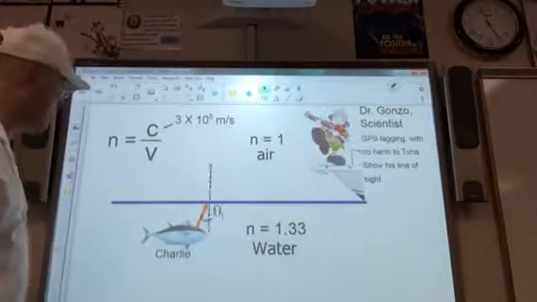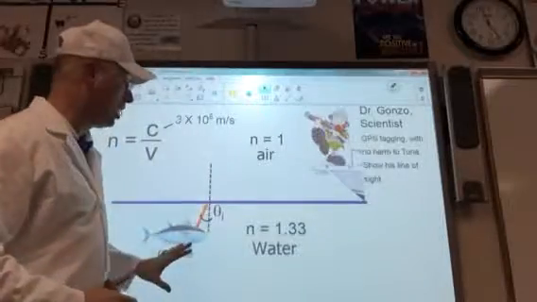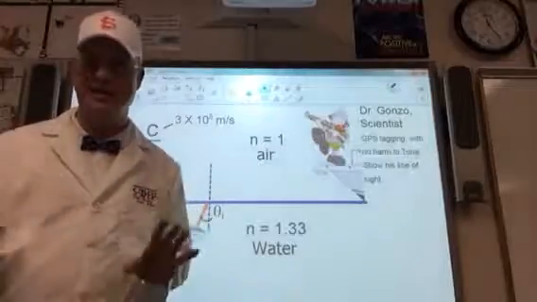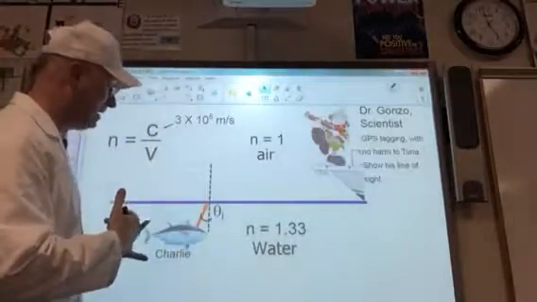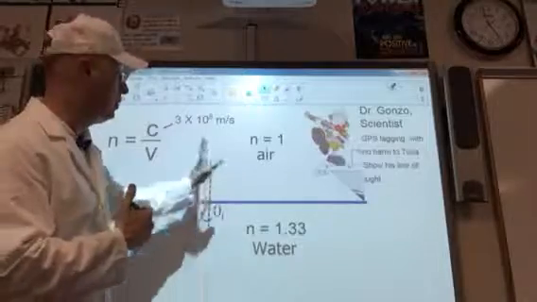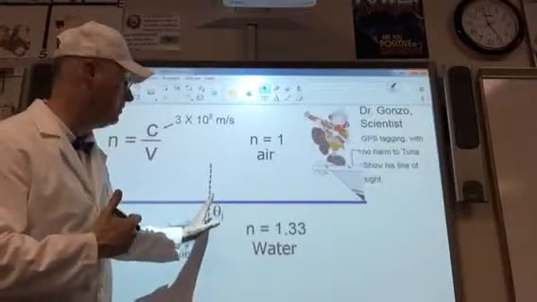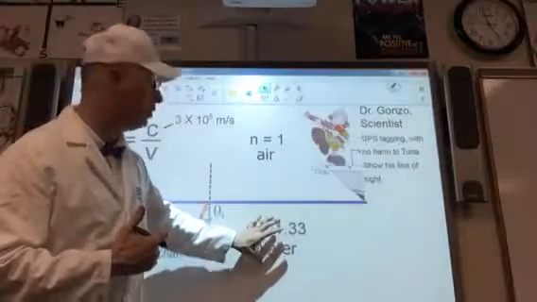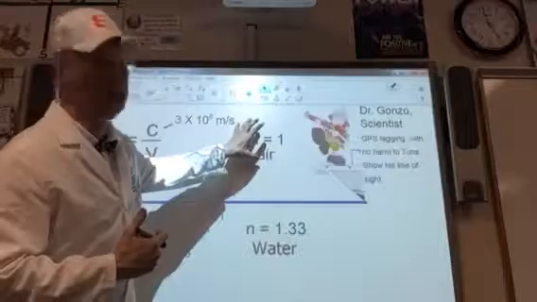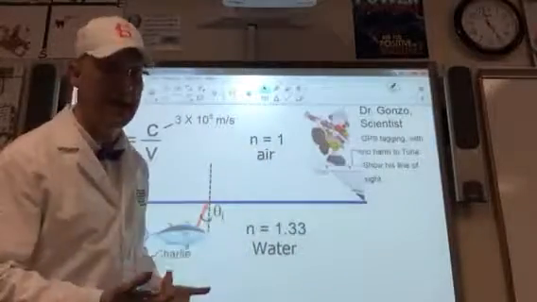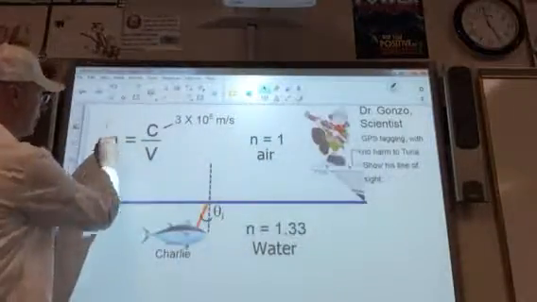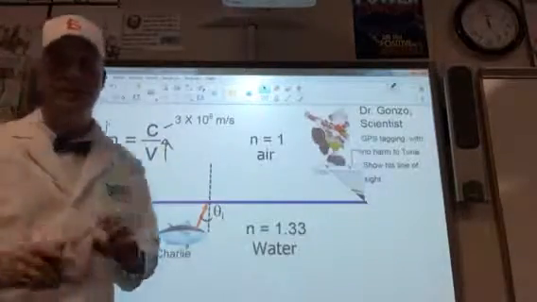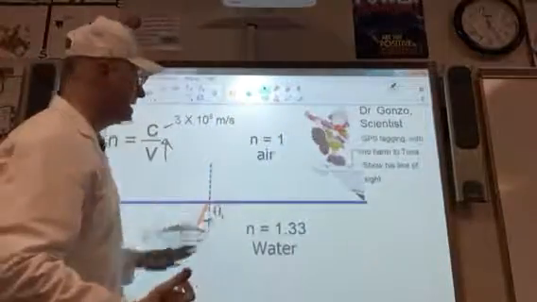So what happens here is this. We have light bouncing off of Charlie going to what we call a normal, and we have what we call the angle of incidence. That's where the light off of Charlie is coming toward a perpendicular line called the normal in the water. Light is going to go from a greater density, greater n, to an area of less n or less density, like air. So I'm going to decrease my n. By decreasing my n, I'm going to increase my velocity. So velocity increases as it hits the air.